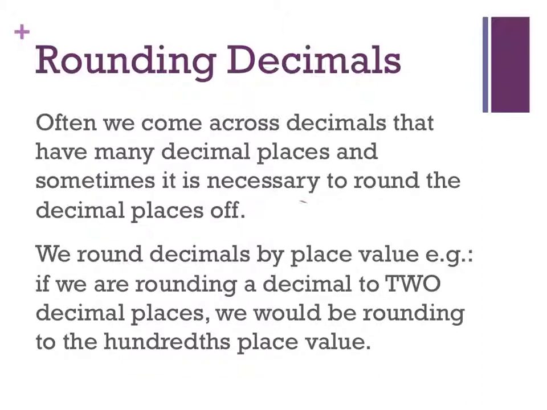But say, for example, you had shopping that came to $1.23472. Oh, you wouldn't say it was $1.23472. It just gets awkward, okay? So sometimes what we need to do is we need to round off the decimal places. How we round decimals is by place value. So if we're rounding a decimal by 2 decimal places, we'd be rounding to the hundredths place value. Okay, I'm going to show you a little bit about what that actually looks like.